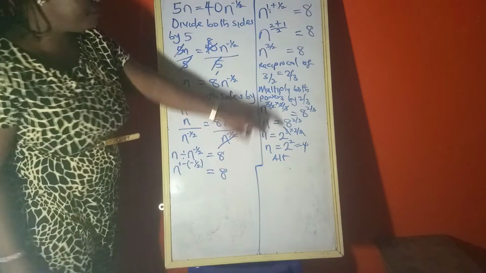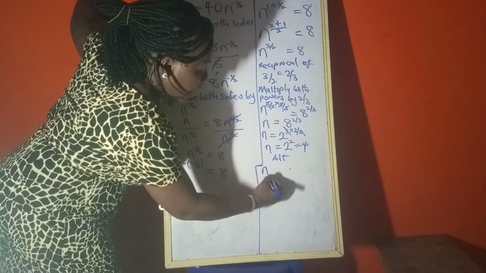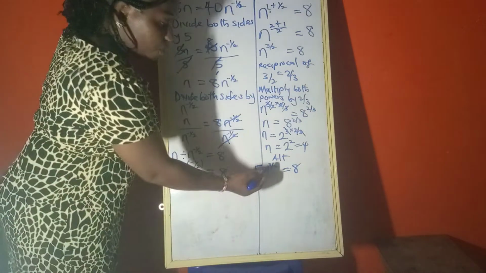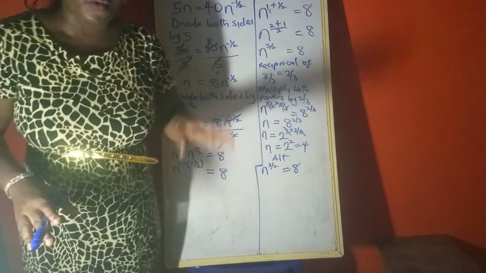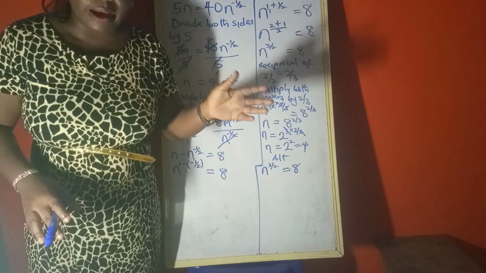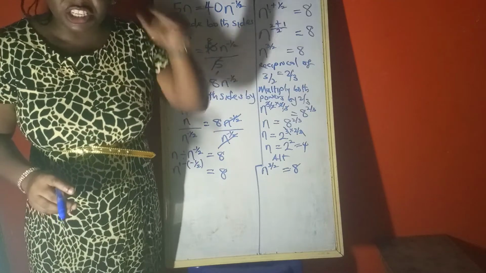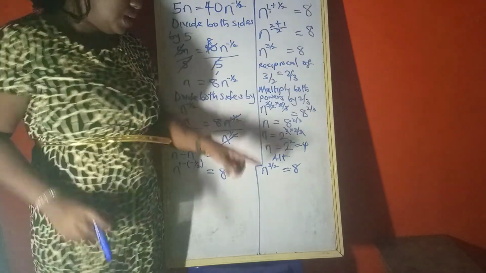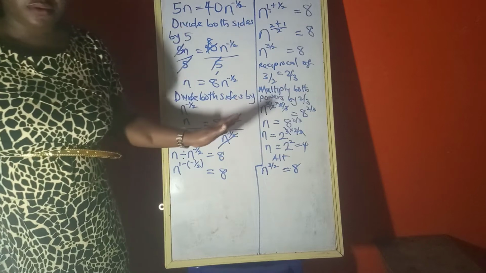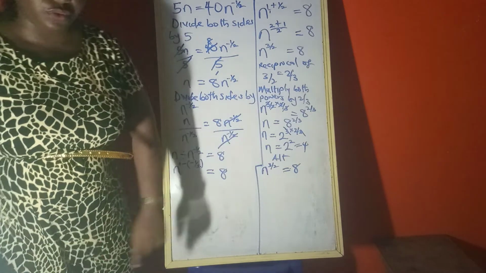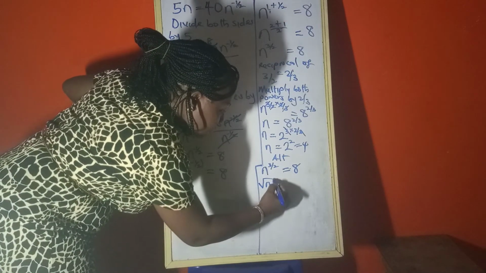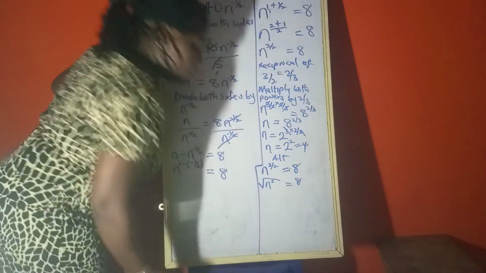So the alternative method from here, we have n raised to power 3 over 2 equals to 8. And so therefore, we all know that in indices, when you're having the power of a number or maybe an unknown to be a fraction, the denominator becomes a root. In this case, what we are having here is the square root of n cube, which is the same thing as n raised to power 3 over 2. So 2 here becomes square root, then n cube equals to 8.